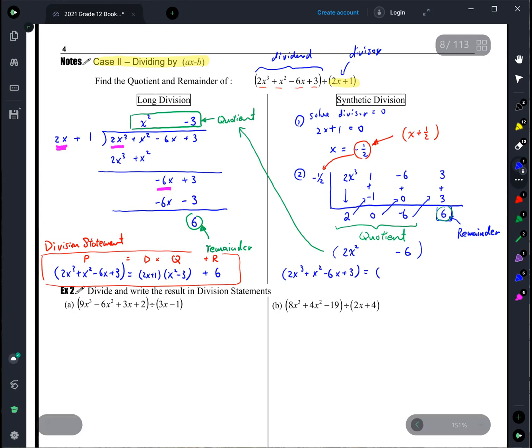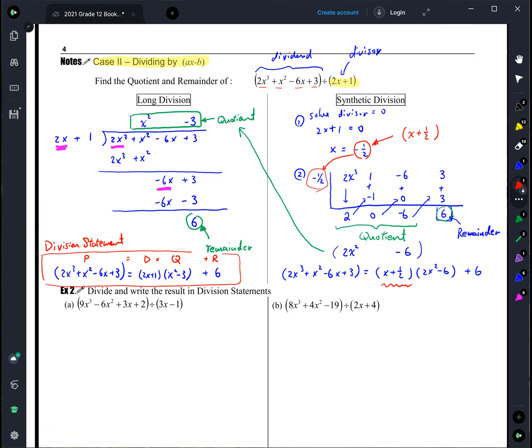D is x plus 1/2. Okay, and then Q is 2x squared minus 6. And then remainder is 6. Okay, so this divisor we got here is not matching the question, right? Because the question is supposed to be 2x plus 1. But then we use x plus 1/2, right? Because with the divisor, the number we put outside is negative half.